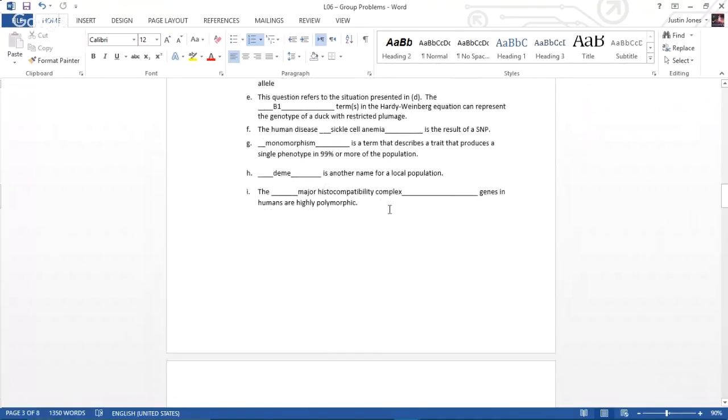Then the major histocompatibility complex, that was saying how our immune system is very, very different, and yeah, highly polymorphic.